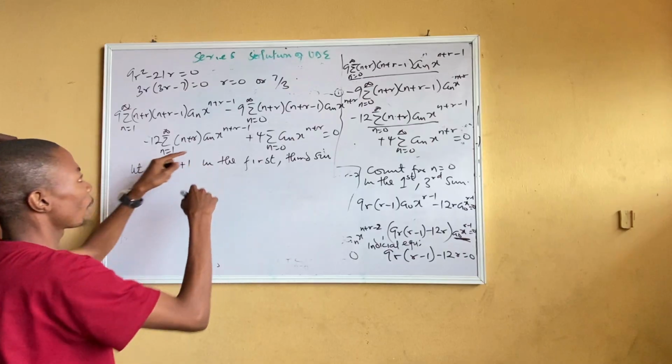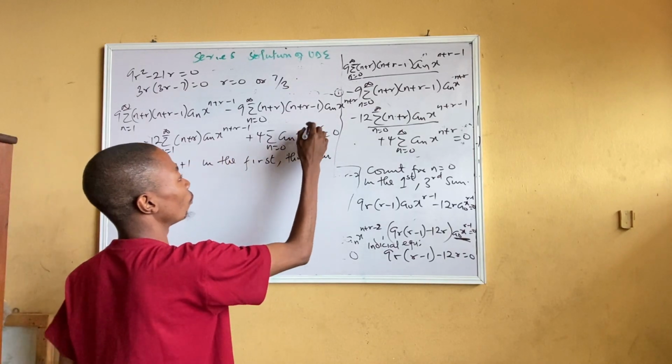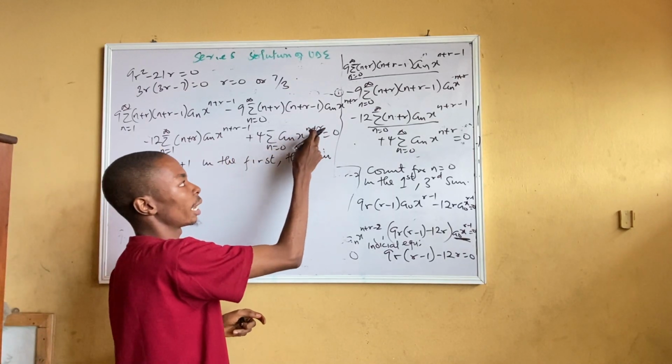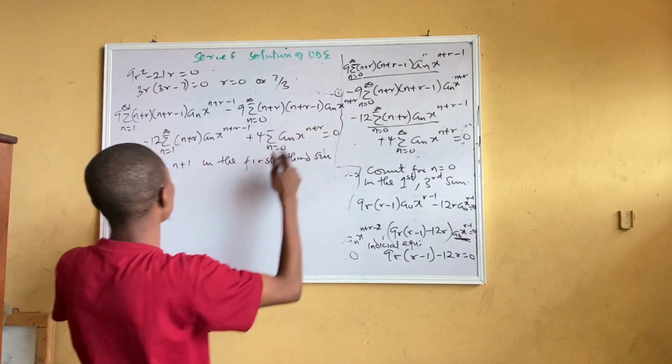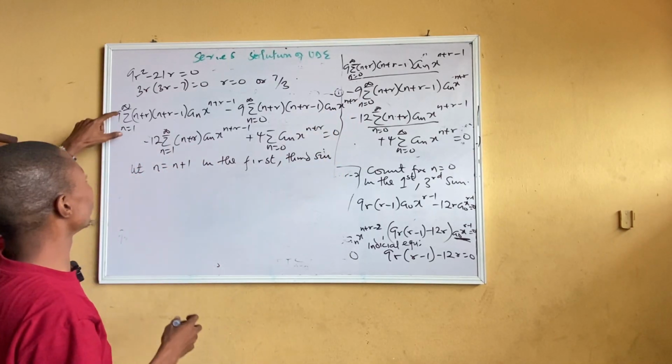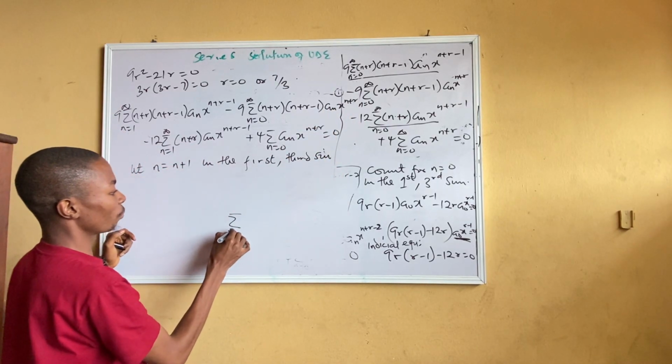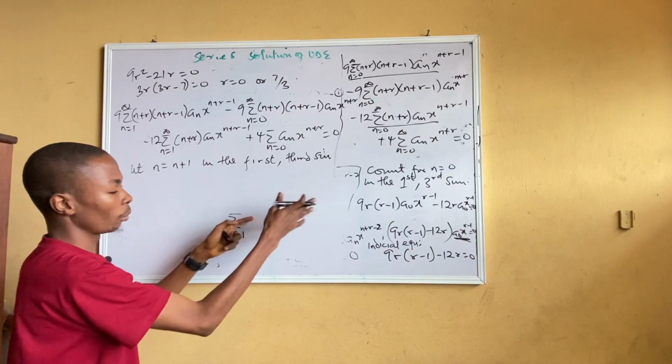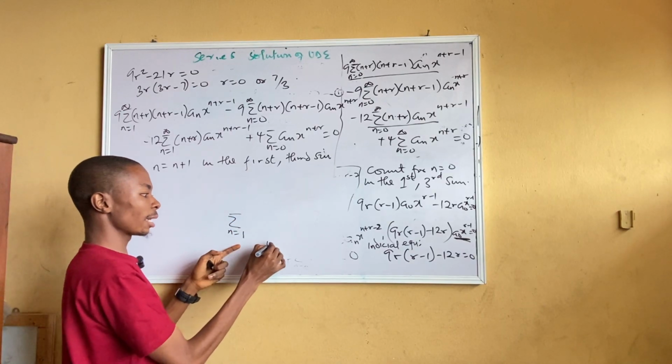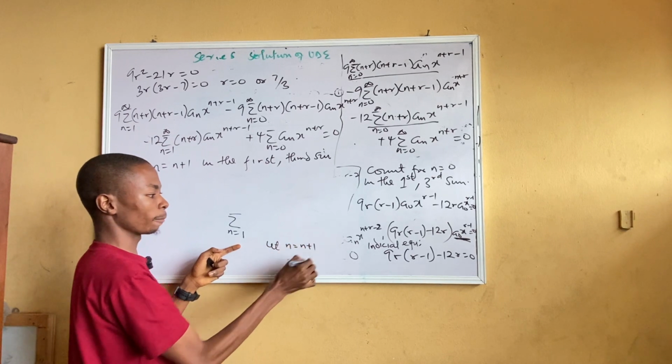So that all of them must have the same power of x raised to power n plus r. So if I now say let n equals n plus 1, now you know it is easy. A sum that is starting from 1, well, I don't care whatever the sum is having. So if I say let n equals n plus 1.